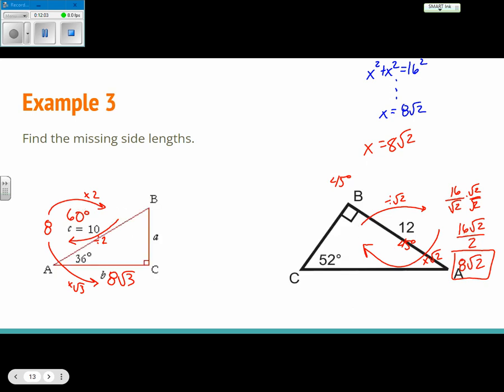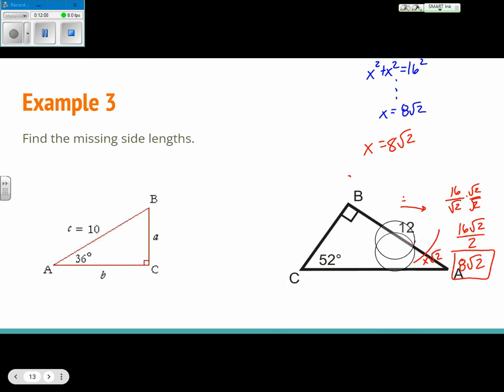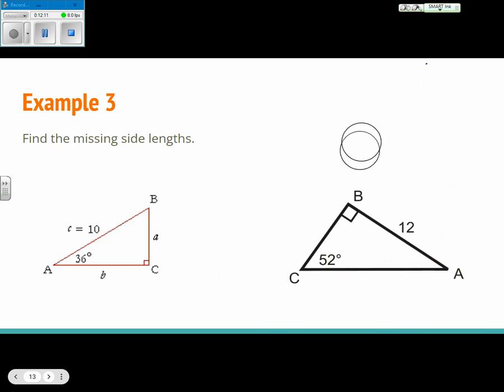But what if my angles are not 30, 60, 90? If they're not 30, 60, 90, and I'm looking for the missing side lengths, so here I'm looking for A and B, and we'll just go ahead and label these over here as well. We're going to look for A, and we're going to look for B. I'm going to have to bring this SOHCAHTOA back out and use it. So what I want to do is look at the angle they gave me. They gave me 36 degrees.